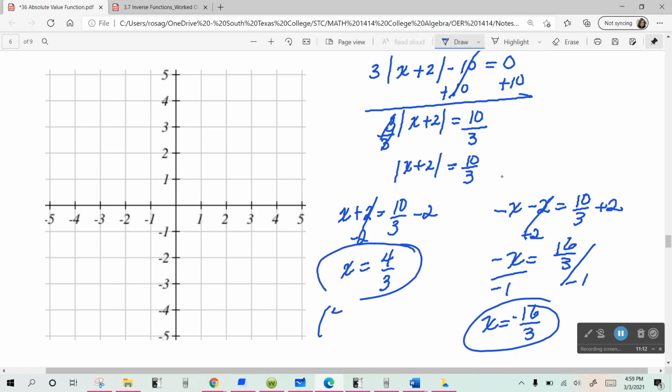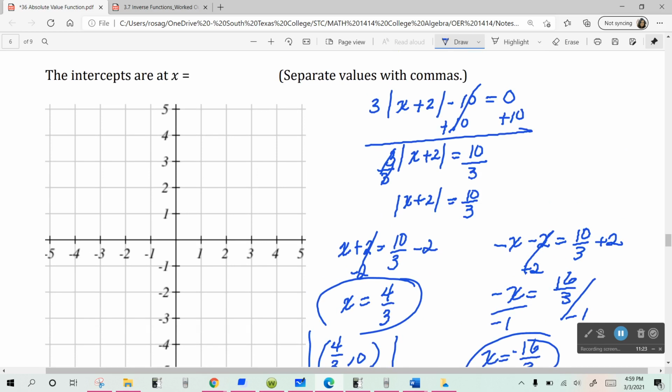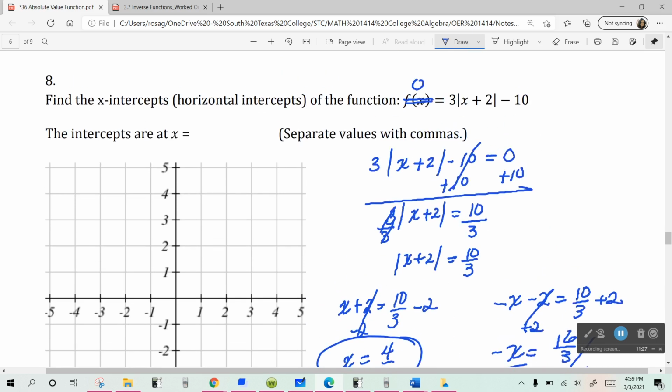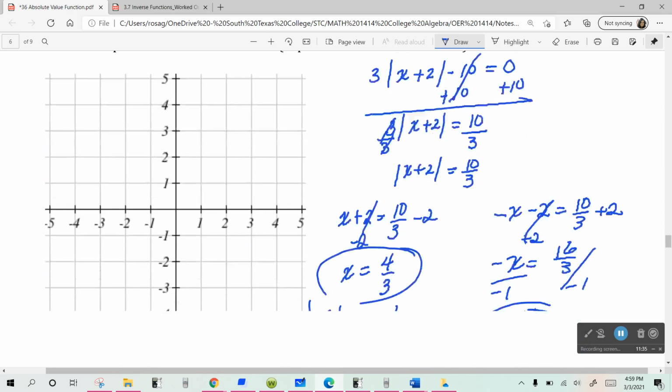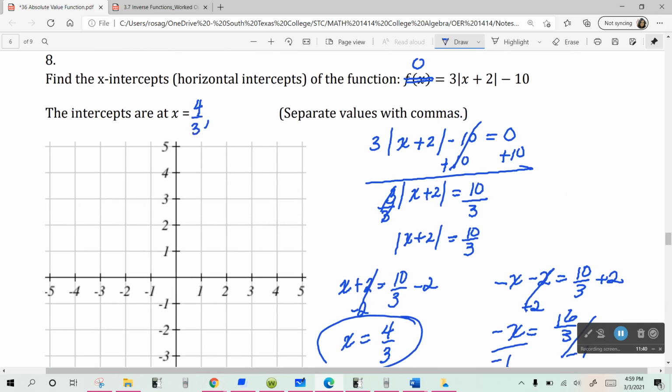Now the x-intercepts are points, or they may ask you to write them as points like this. They're hard to graph. If you have to graph it on MyOpenMath and you run into any problems whatsoever, just let me know. But you can see here, you just write them down. Separate them with commas, so I guess you don't have to put the zeros. You would just write the answers, like 4 over 3, comma, negative 16 over 3.